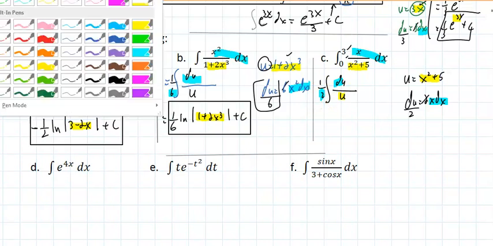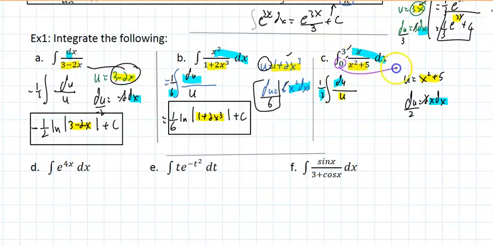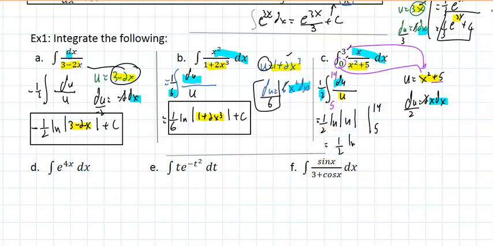Now, the limits on the integral. If x equals 0, u equals 5. And if x equals 3, what is that? 9 plus 5 is 14. This is 1/2 natural log of absolute value of u. And you notice here, I don't have to go back to x. And that's going to be 1/2 natural log of 14 minus natural log of 5.